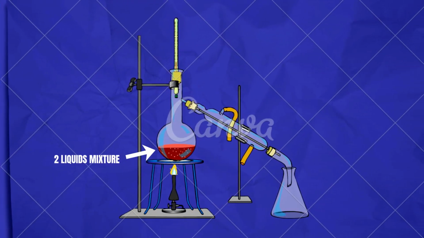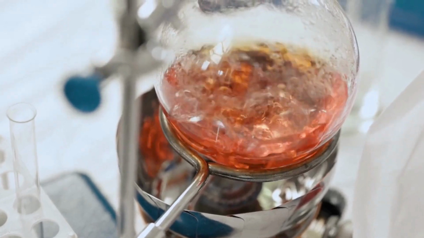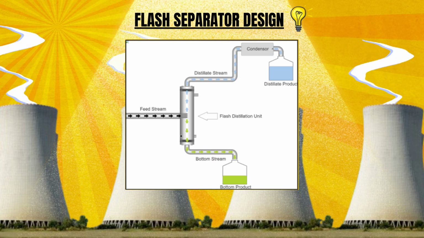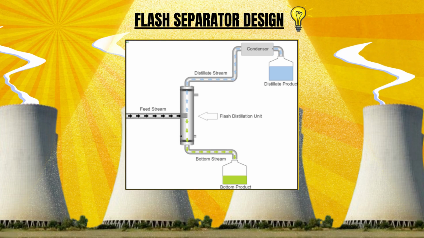Distillation is a method used to separate two liquids with different boiling points. When a mixture is heated, the more volatile component evaporates first and becomes richer in the vapor phase. The less volatile component stays mostly in the liquid. So let's have a look at this flash separation design.